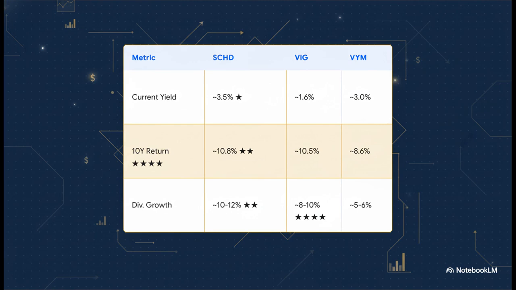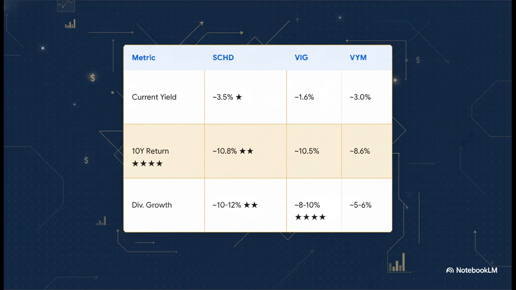You've got VIG over here, which is all about dividend growth, but its current yield is pretty low. Then you have VYM, which has a nice high yield, but its growth isn't as strong. SCHD, it's like it takes the best of both. It has that high yield like VYM, but its dividend growth is actually faster than VIG's. And on top of all that, it's had the best total return over the last 10 years.